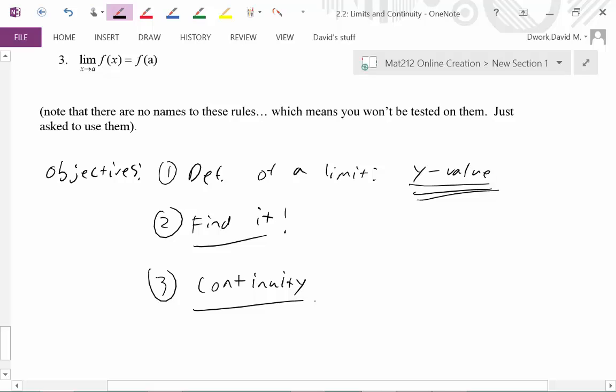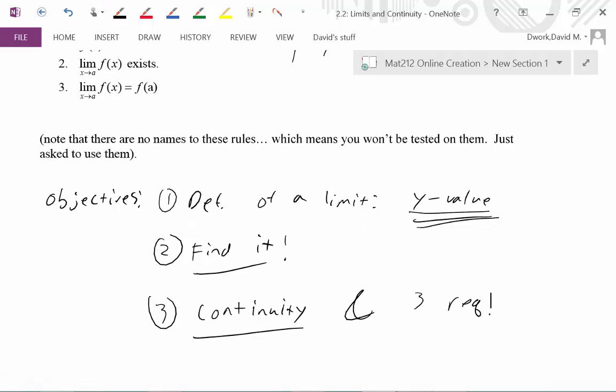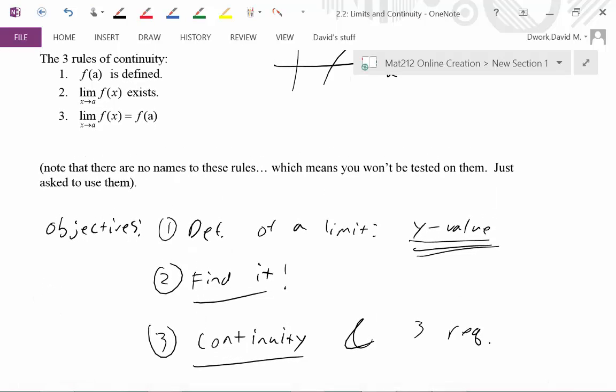What continuity means? And are you able to verify its three rules, its three requirements? And remember, I am not going to ask you to memorize the three rules. Just have to be able to look at them and understand what they mean and say this one is true, this one is not. Okay.